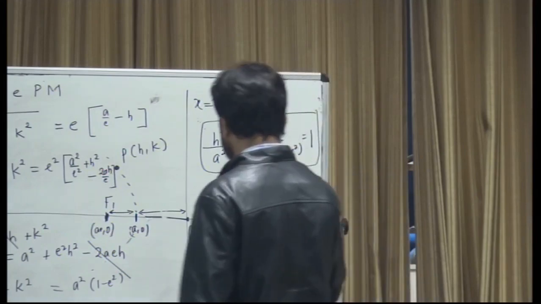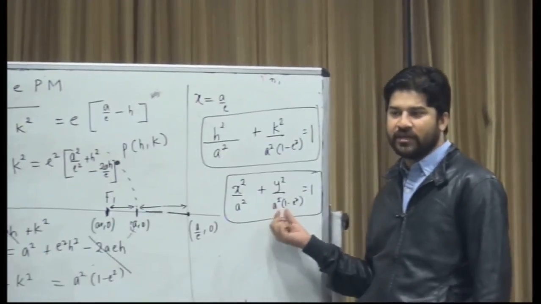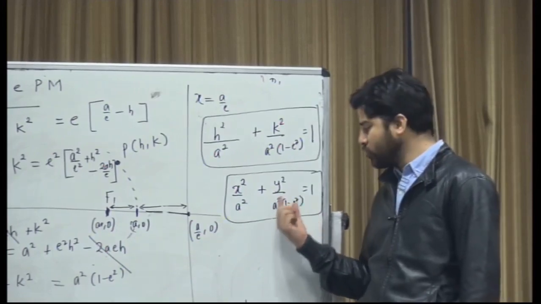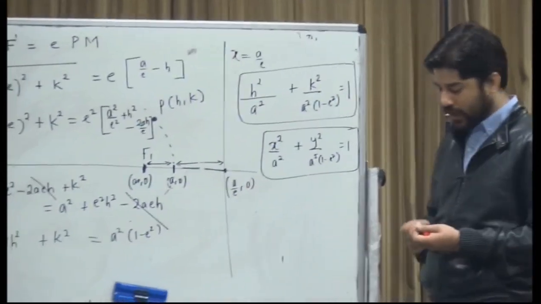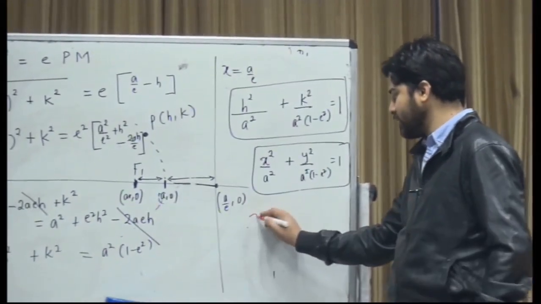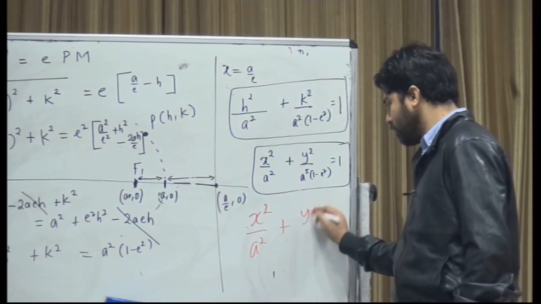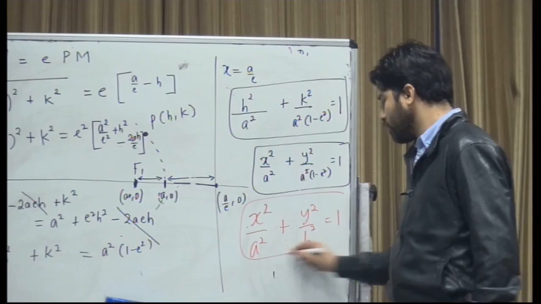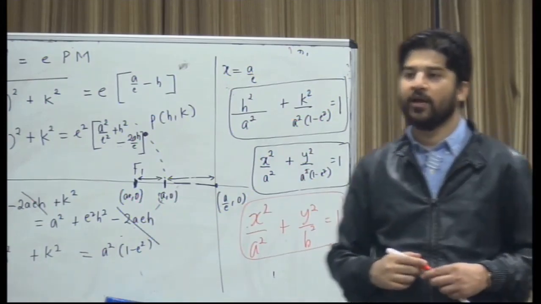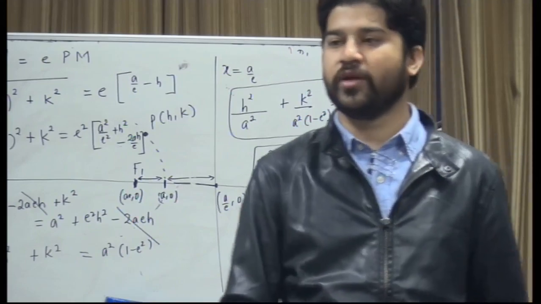Now this second guy, a square into 1 minus e square, a is a constant, e is a constant, so the whole story is a constant and it's a perfect square. So can't I write this whole thing as... right? Okay.